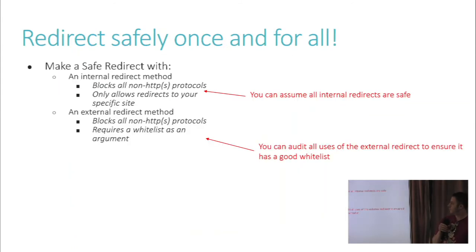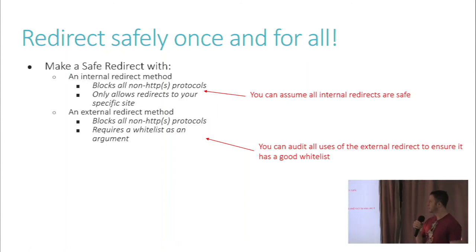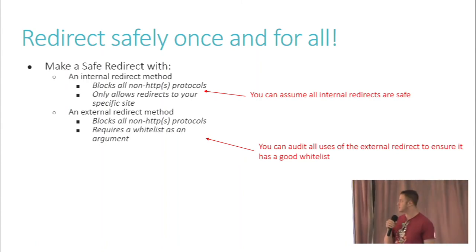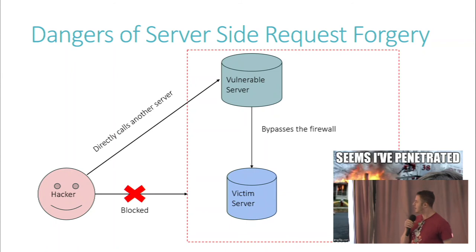So what I recommend is you create a safe redirect method or library that just works with your existing code base. And what I usually do is an internal redirect that blocks bad protocols and also only redirects to your own site. And the nice thing about it is if the developers use this, you can usually assume it's safe, which is quite nice. So you take about 50% of the problem away instantly. And then the ones where they do use external redirects, you can just audit these and ensure that they're doing it properly. And that's pretty quick to pick up with some static analysis, you know, grepping with a JSON file. All right.